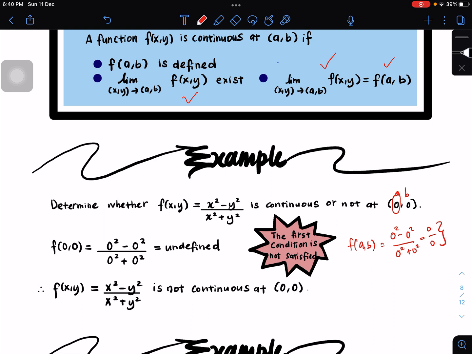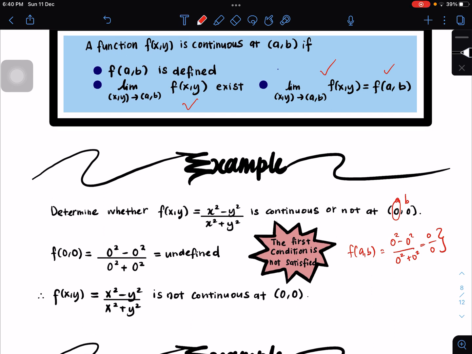We cannot count. 0 over 0 is not equal to 0. 0 over 8, yes, equal to 0. But 0 over 0 is an undetermined function, or we call it undefined. So the first condition is not satisfied. So you do not need to check the other conditions because the first one has already failed.